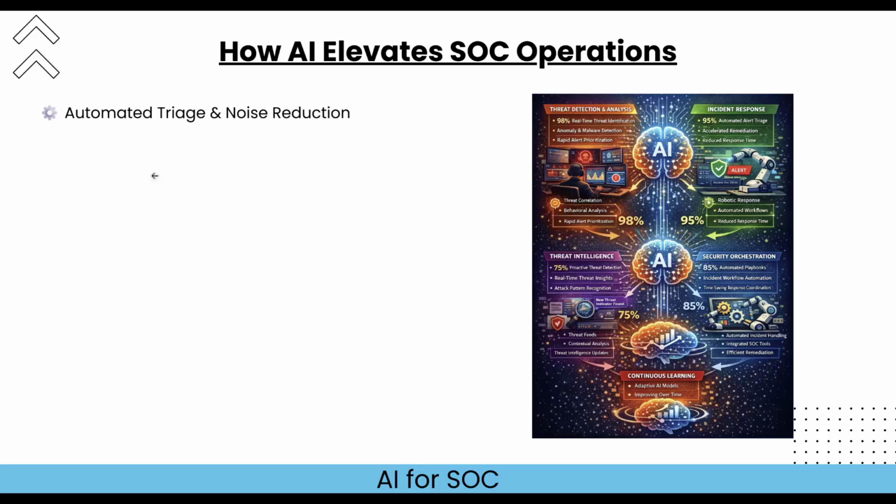So the first area where AI can help is automated triage and noise reduction. As you know, hundreds and thousands of alerts are generated on a daily basis. AI can reduce the number of false positive alerts that are generated daily. Now, how AI performs this is by performing baselining. AI performs baselining on the user activities and then tries to find anomalies against the baselined user activities.